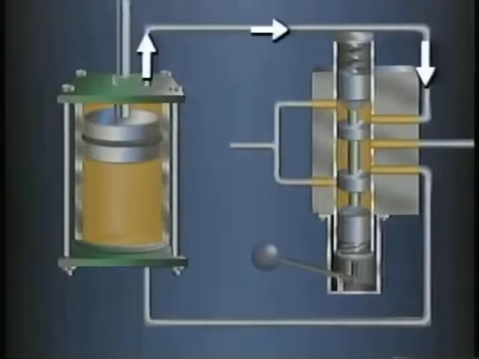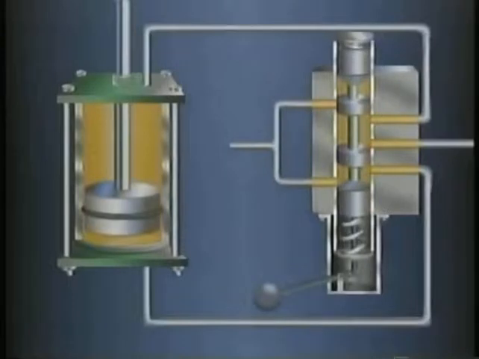At the same time, fluid is vented from the top of the cylinder and flows through this outlet passage to a reservoir. The movement of the actuator is reversed when the lever is moved in the opposite direction. This action raises the spool, which blocks this outlet passage and opens this passage to the actuator.